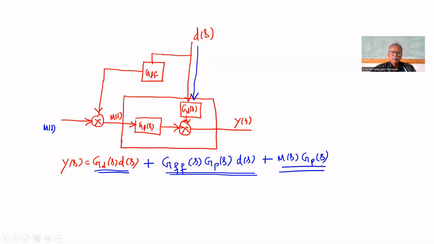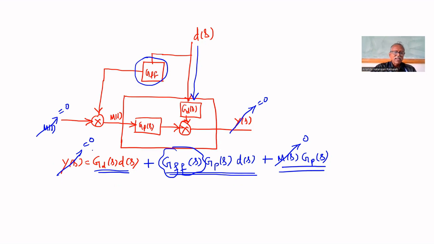This is for input. Now let us assume that there is no input change. Changes in input is 0. Therefore, only because of disturbance you are getting output. This must be equal to 0. The changes in Y must be 0. That way, this feed-forward controller has to work. Already there is no change in input, that is equal to 0. In addition, the changes in Y also must be 0. That way, this feed-forward controller should work. That's why we are substituting Y of S equal to 0 and M of S equal to 0.